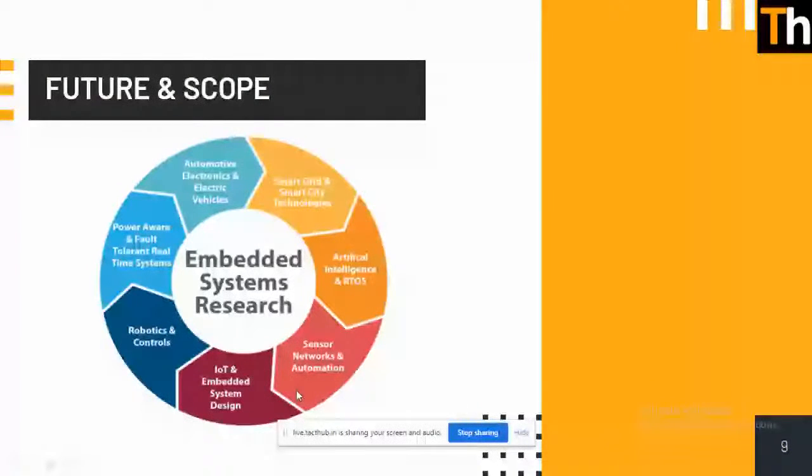So we require all these things. The research is going on in this field. IoT and embedded system, robotics and control. Yes, it's not going to remain separate. Already I told you, the core will be the embedded system, and these are the branches.